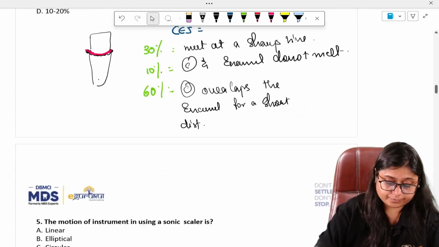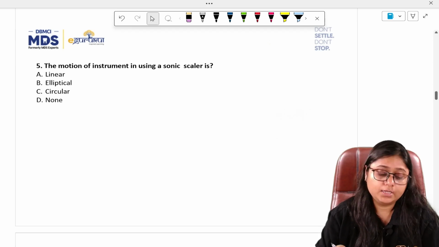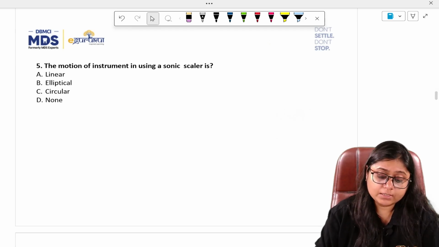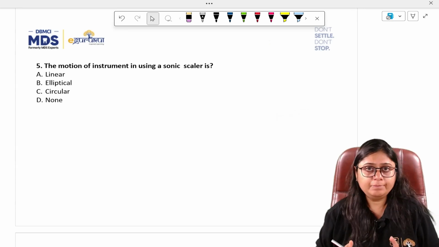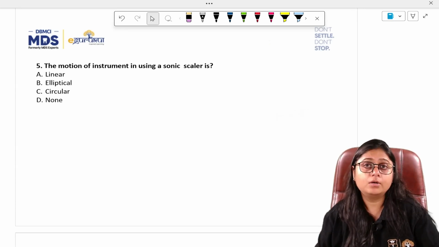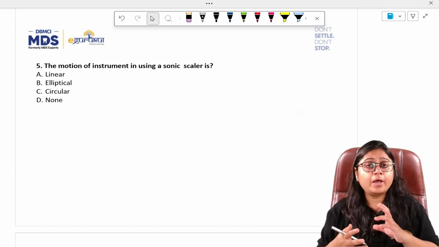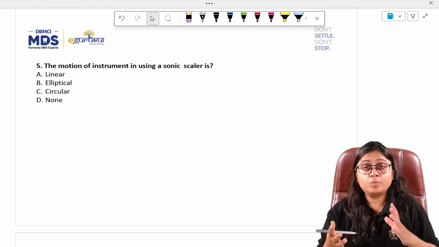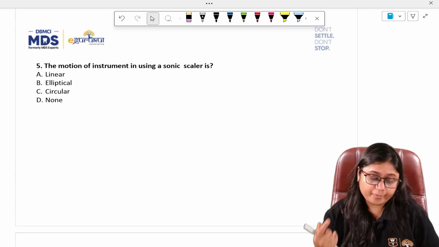Okay. Now, the next question is the motion of the instrument that is used in a sonic scaler. Basically, scalers are of two types, ultrasonic and sonic. Sonic scalers were the first scalers which were developed after the manual scalers, and they vibrate with a lower frequency.